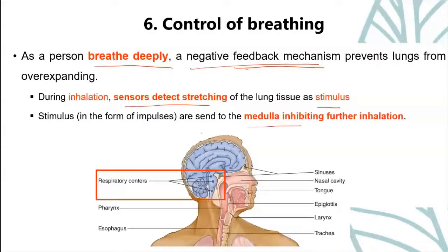Okay, so this is controlled by the medulla lah, the respiratory centers. Okay, in the medulla oblongata.